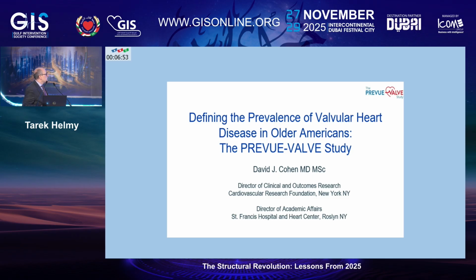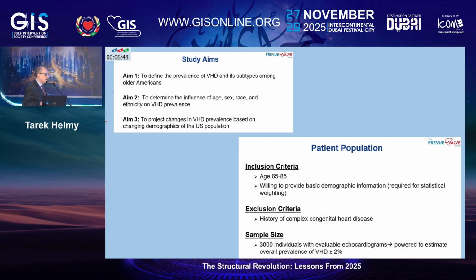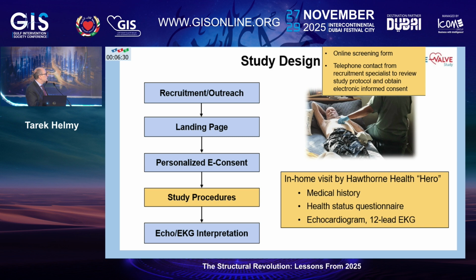This is an interesting study that was presented by David Cohen at TCT, looking at the prevalence of valve disease in patients who have no history of any valve problems or cardiac problems, age 65 to 85. Complex heart disease and congenital heart disease were excluded. They looked for 3,000 patients. The interesting part of the study is that this was actually an outreach. They reached out to pharmacies and primary care physicians, and enlisted some of the patients that potentially could be enrolled. They had them do an e-consent, and they went to their homes and did the echoes.